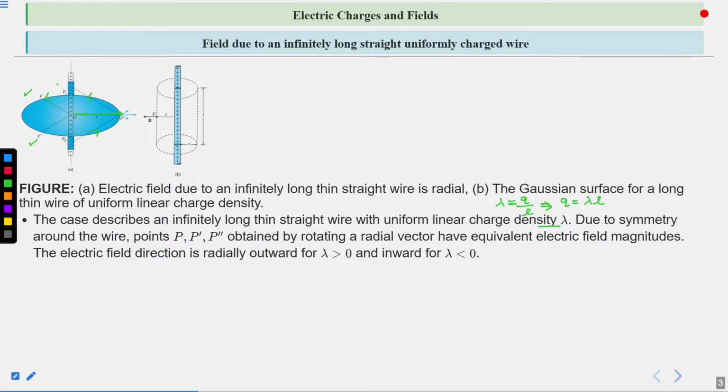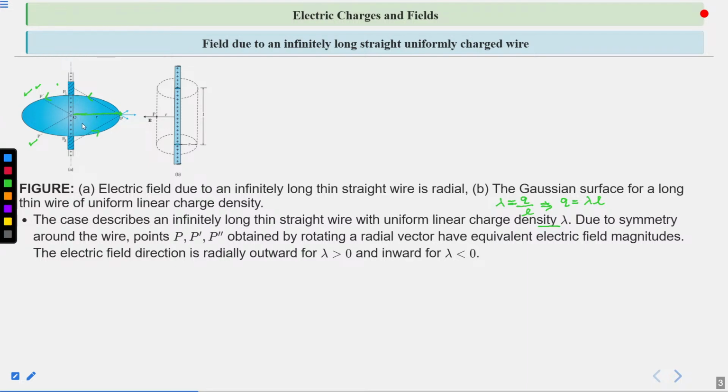It is the same at every point. So the value of the electric field at point P is equal to the value of the electric field at point P prime, and similarly at point P double prime, because this is a symmetric shape. So due to symmetry, P prime and P double prime obtain equal electric field. By rotating the radial vector, the value of the electric field will be equal.